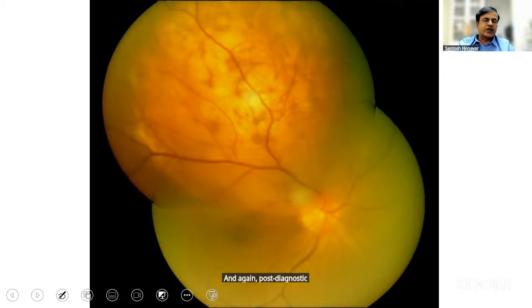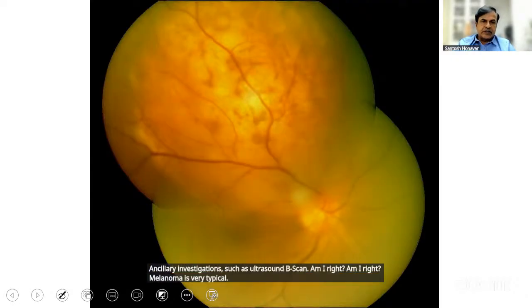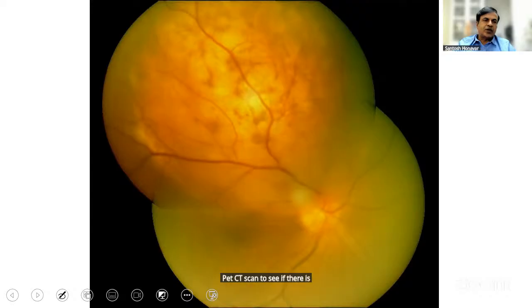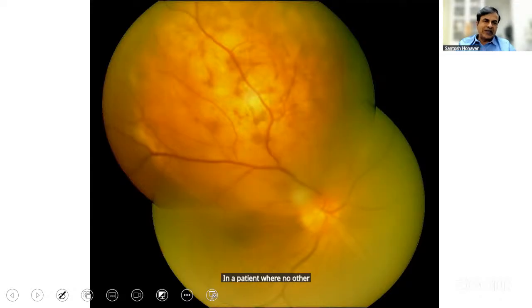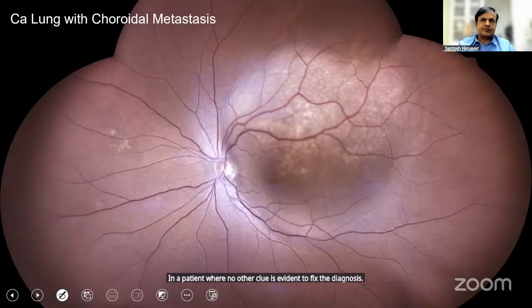So whenever there is diagnostic dilemma, you depend on ancillary investigations such as ultrasound B scan and MRI. On MRI, melanoma is very typical. PET CT scan to see if there is any primary tumor at all, or if you're looking at lymphoma. And finally, if there is continued diagnostic dilemma, you may have to do a biopsy in a patient where no other clue is evident to fix the diagnosis.